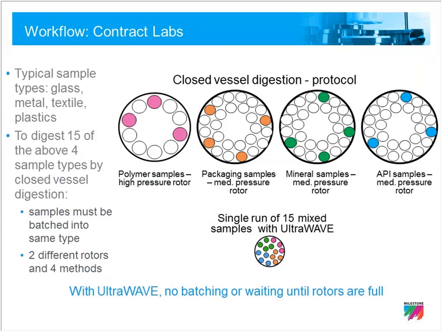From a workflow or an efficiency standpoint, I think one challenge that many of you have in USP is that you're going to end up with possibly a very large variety of sample types. Polymers, APIs, excipients, mineral complexes of some kind. In a regular system that uses multiple pressurized reactors running at the same time, you're going to have to batch those together, and that's what you see pictures of here. In the UltraWave, stick it all in the same rotor, and you're good to go.